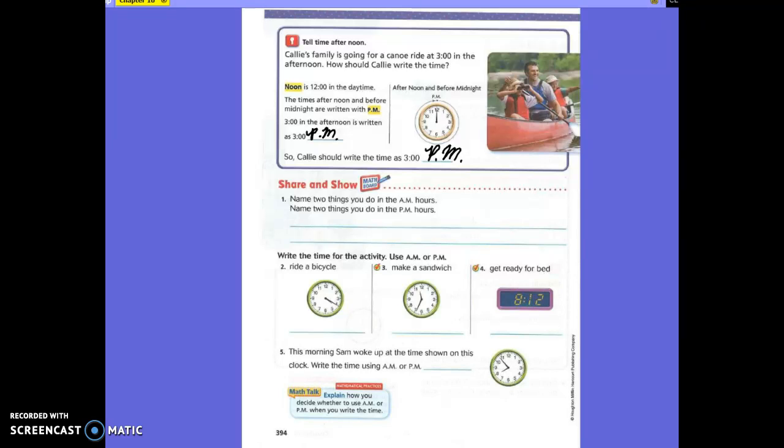When we get back, they want you to name 2 things you do in the AM hours and 2 things you do in PM hours. So you can just put AM and PM. And you write down 2 things that you do in the AM and 2 things you do in the PM.